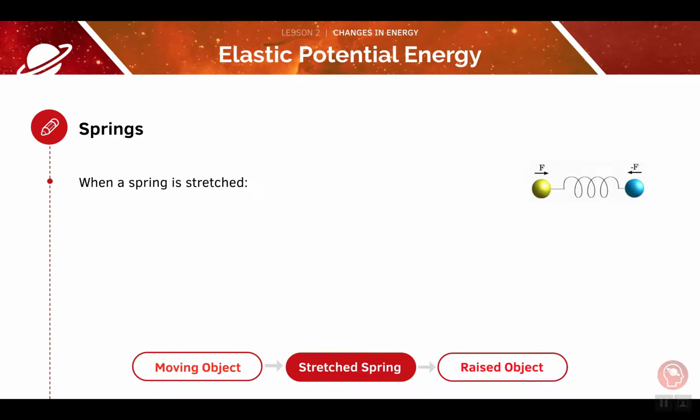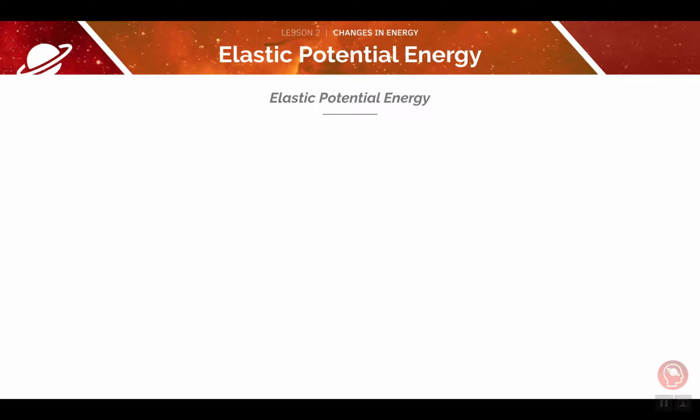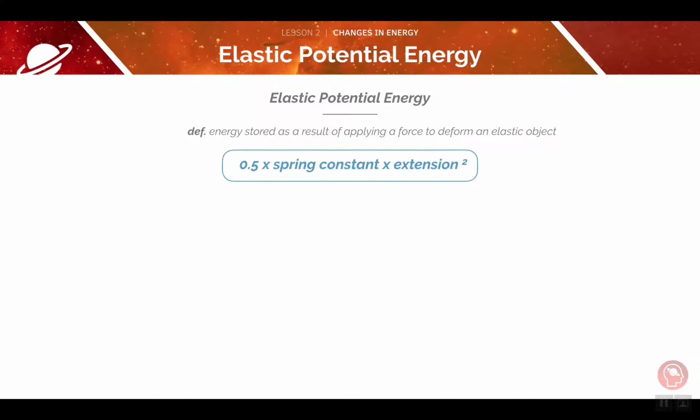When a spring is stretched, the kinetic energy of the spring is going to be transferred into elastic potential energy. Again, like kinetic energy, it's really important that you know the definition of elastic potential energy. This is shown by the energy stored as a result of applying a force to deform an elastic object. We can also define elastic potential energy using an equation, as shown here.